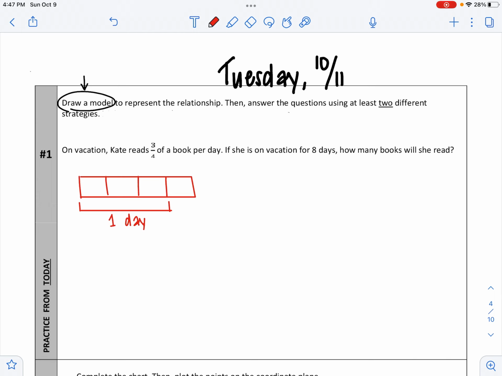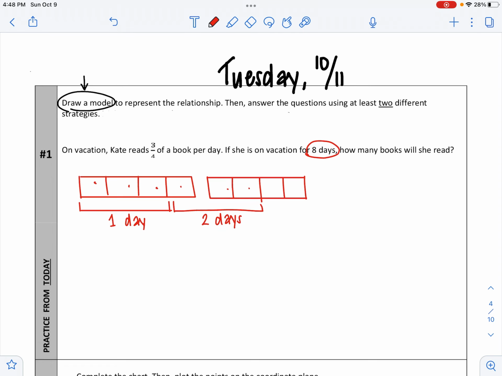Now, I know that Kate is doing this for 8 days. So I could continue drawing rectangles to represent books and splitting them up into fourths. After 2 days of her vacation, she will have read 1, 2, 3, 4, 5, 6 fourths. And I could keep counting all the way up to 8 days.